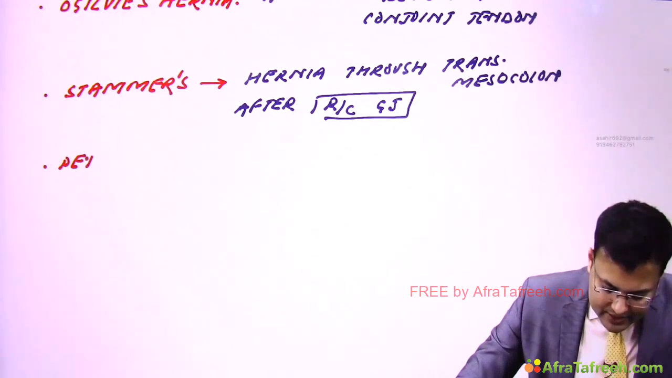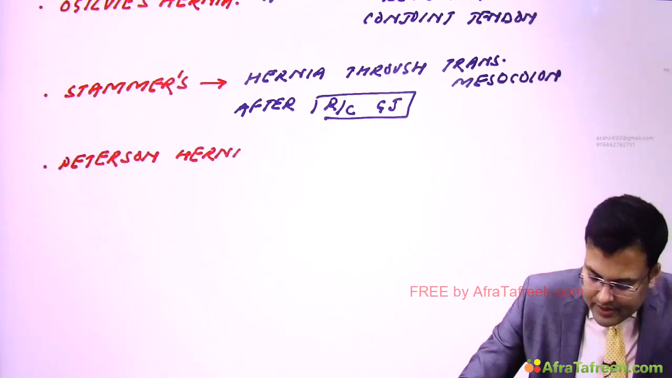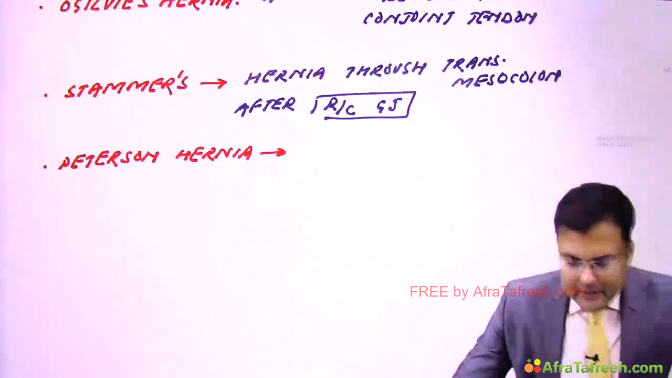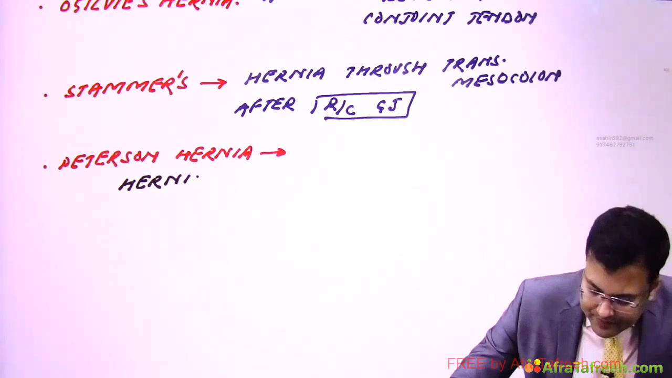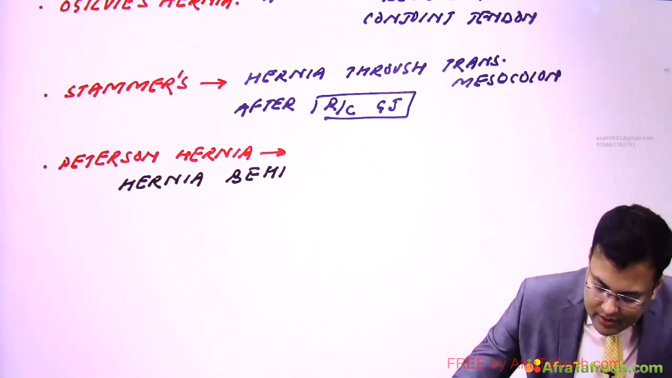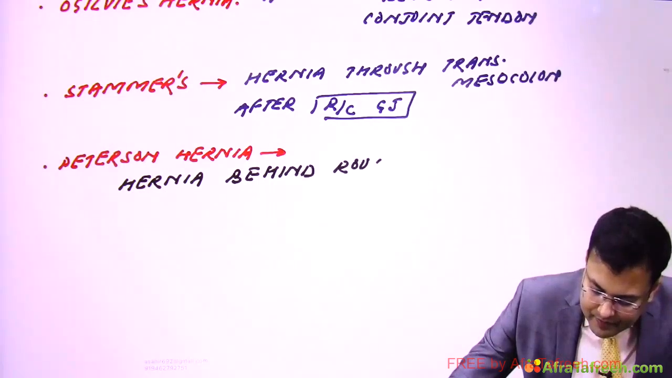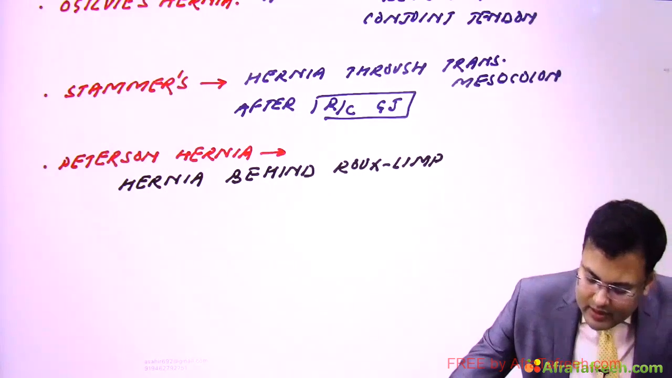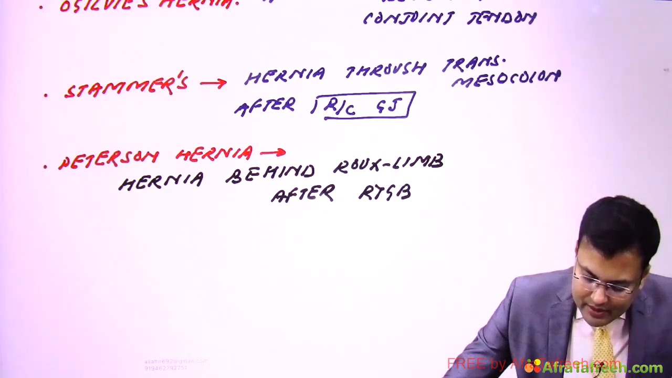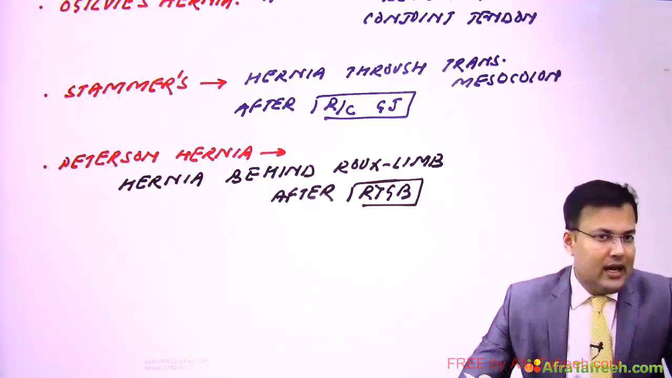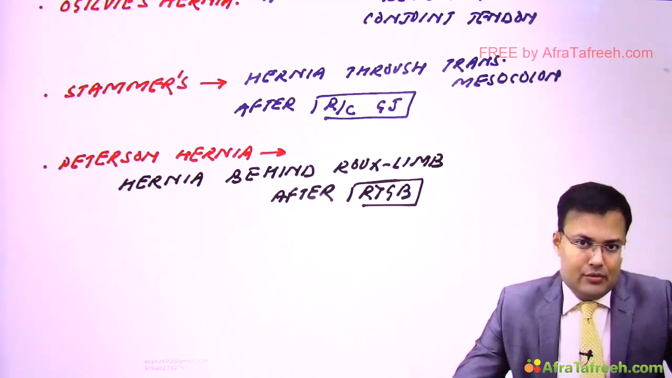So what is Peterson hernia? In this case, there is hernia behind roux limb. This is how we write roux limb after RYGB. What is the full form of RYGB? This is Roux-en-Y gastric bypass, and this is the most commonly performed bariatric surgical procedure worldwide.